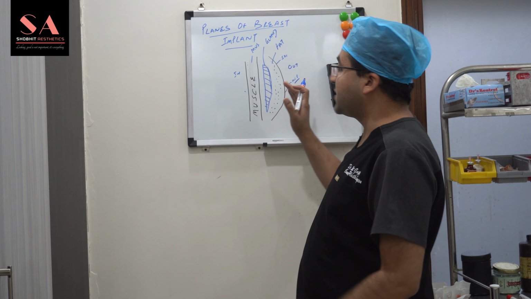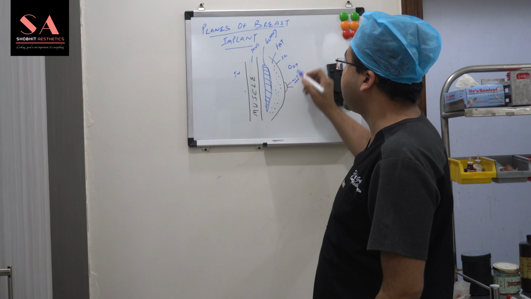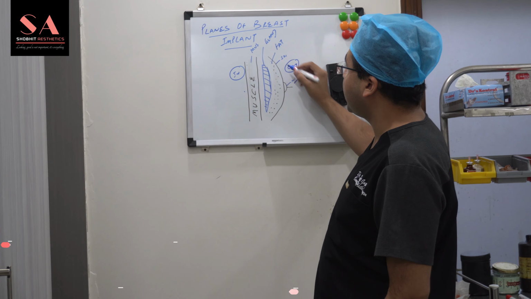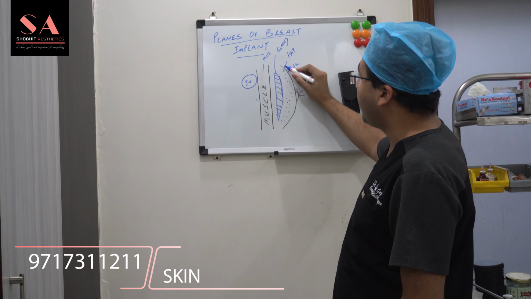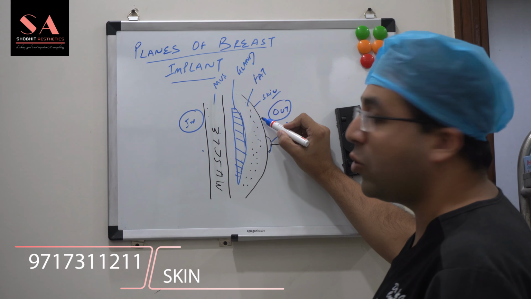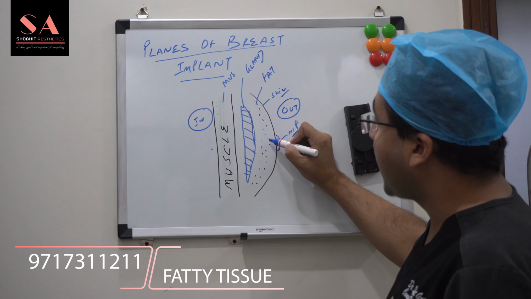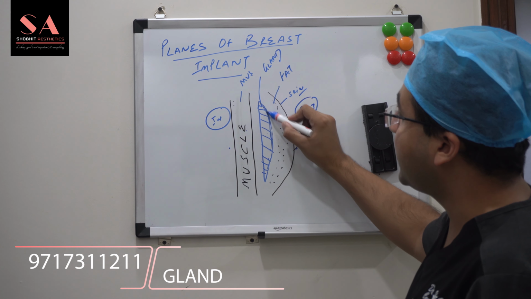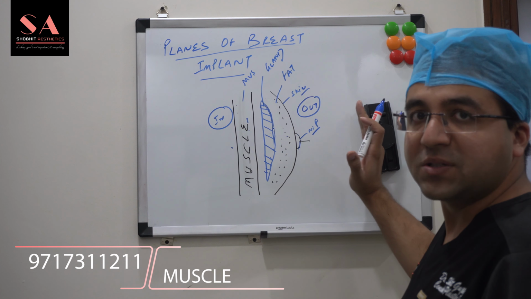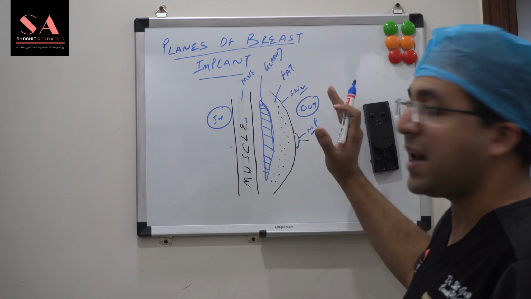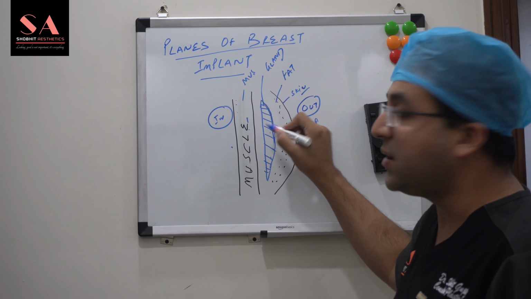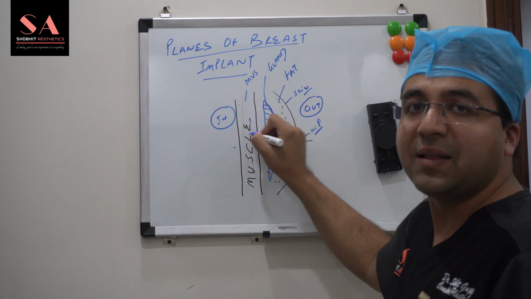First of all, if this is the cross section of your breast, if this is your outside and this is your inside, there is skin outside. Over the skin, there is a nipple and areola. Below the skin, there is fatty tissue. And below the fatty tissue, there is a gland, which is your original gland. And this is your muscle. So coming from outside to inside, first there is skin, below the skin there is fat, below the fat there is gland, and below the gland there is muscle.